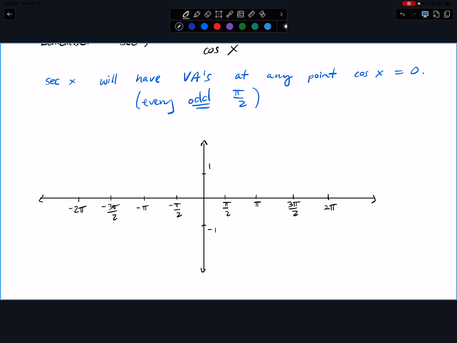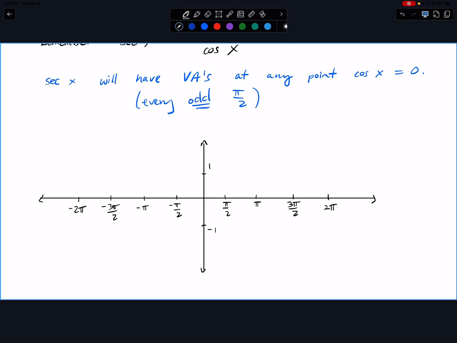Does anybody have any questions so far? You guys okay? Okay. Sometimes I just ramble. I want to make sure you guys are good. All right. So every odd pi over 2. So we'll deal with that here in a second. Let's graph cosine first.